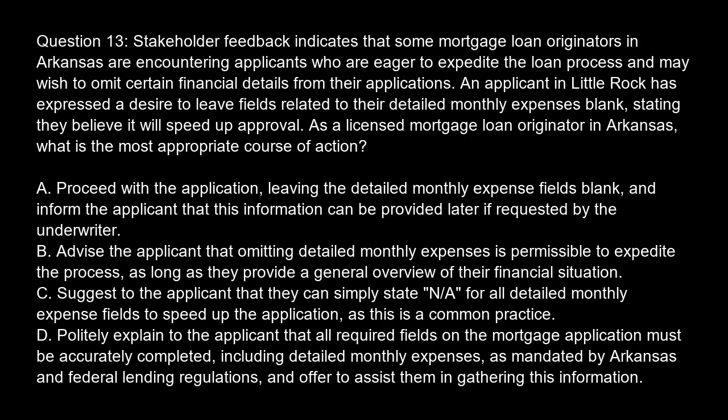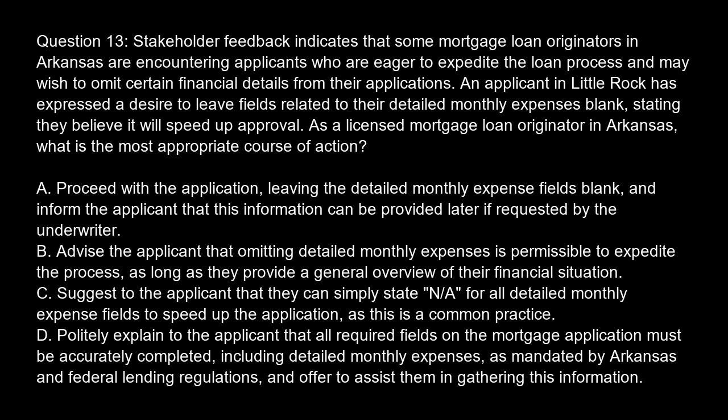Option A. Proceed with the application, leaving the detailed monthly expense fields blank, and inform the applicant that this information can be provided later if requested by the underwriter. Option B. Advise the applicant that omitting detailed monthly expenses is permissible to expedite the process, as long as they provide a general overview of their financial situation. Option C. Suggest to the applicant that they can simply state N/A for all detailed monthly expense fields to speed up the application, as this is a common practice.